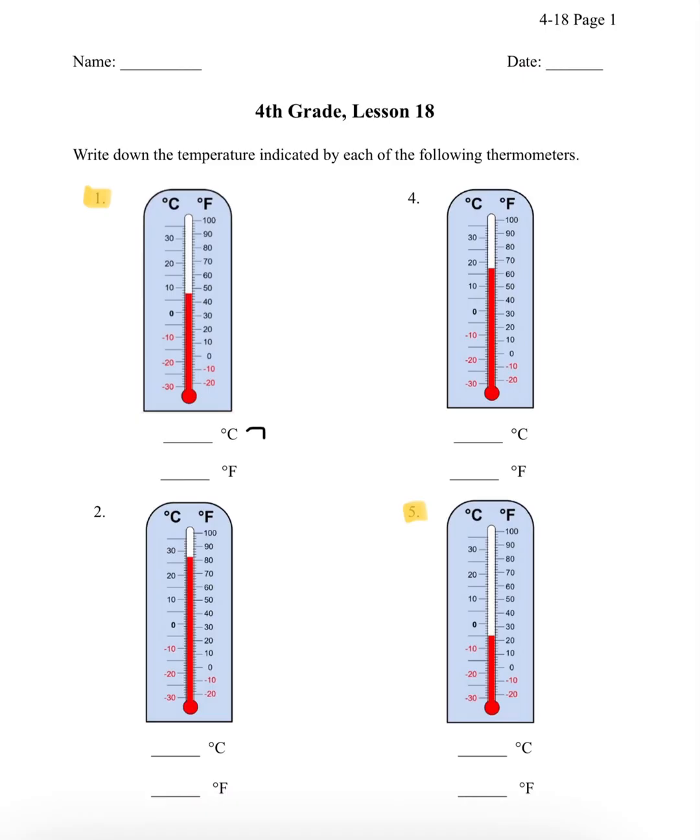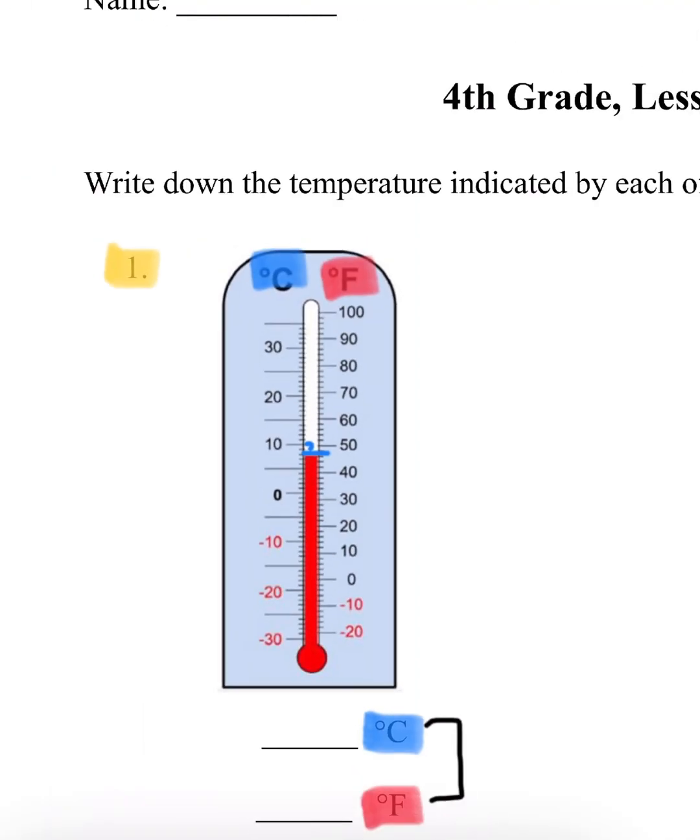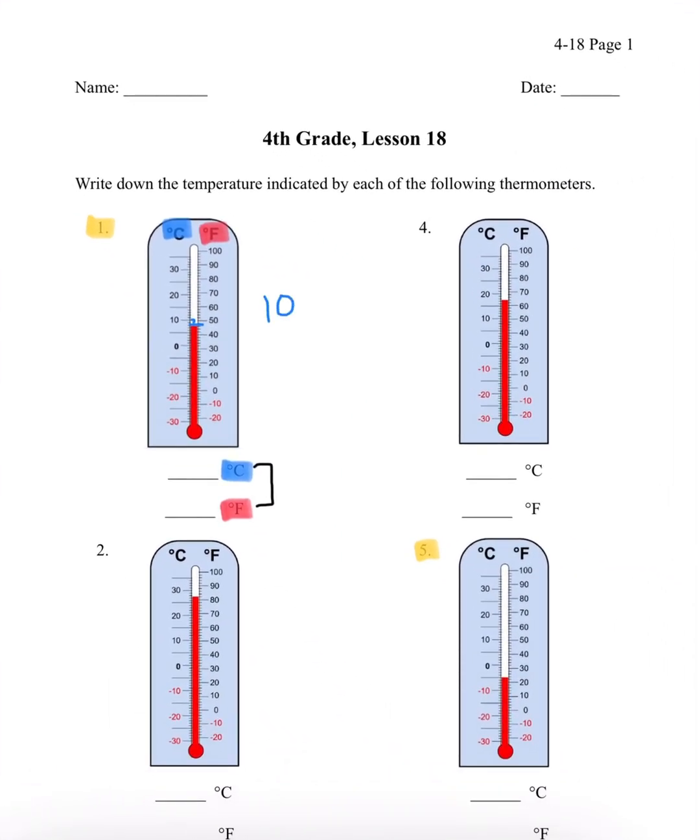So we need to write both the Celsius and the Fahrenheit. Celsius is going to be on the left, and Fahrenheit is going to be on the right. So for Celsius, if we look at the line right here, we could see that 10 is right here, but it's not exactly at 10. If we look closely, it's actually 2 steps down from 10, which is 10 minus 2, which gives us 8. So that means in Celsius, it's going to be 8 degrees.